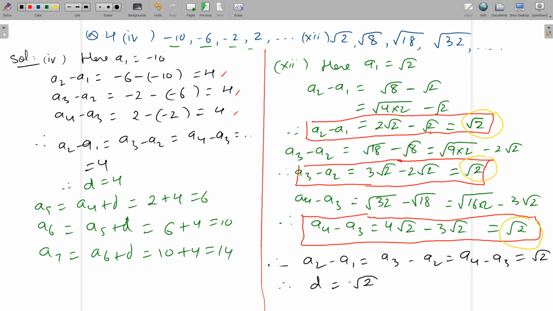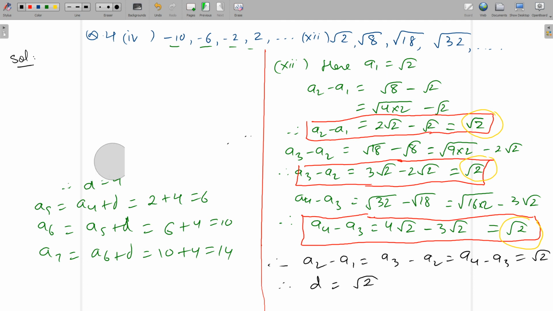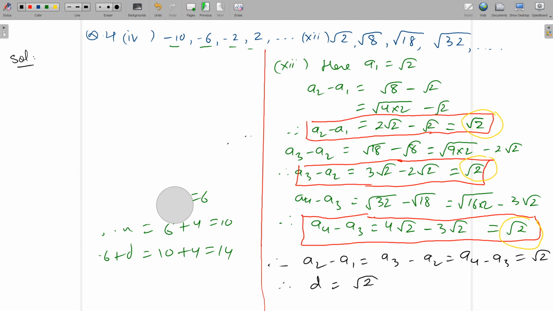Now we will find the remaining 3 terms. So that I will write here itself instead of going to the next page. Let me first erase this one. Now here I will write the remaining portion. What we have to find is the next 3 terms. How many terms are we having here? a1, a2, a3, a4. So we have to find a5. What is a5? a5 is a4 plus d.